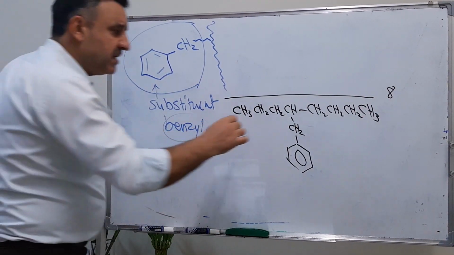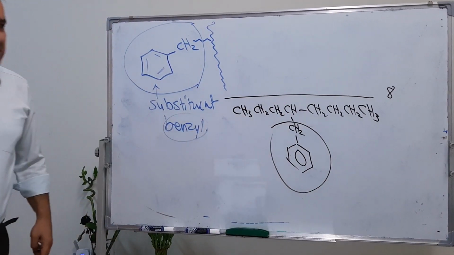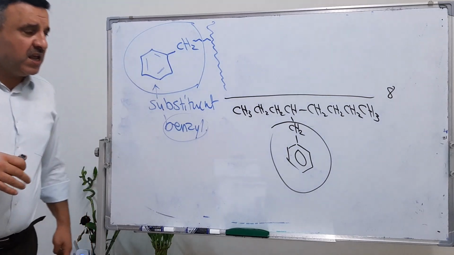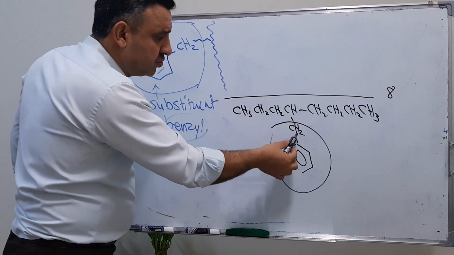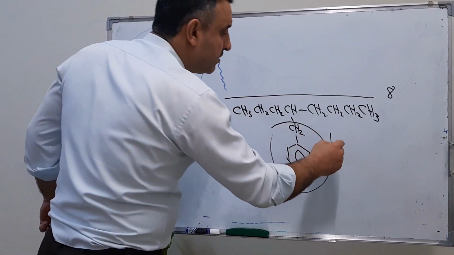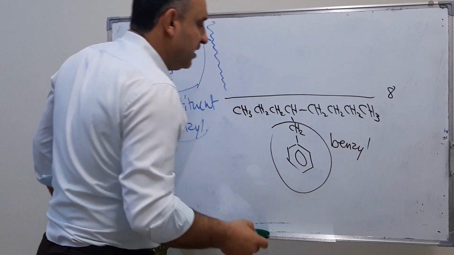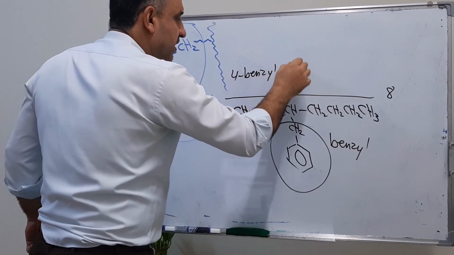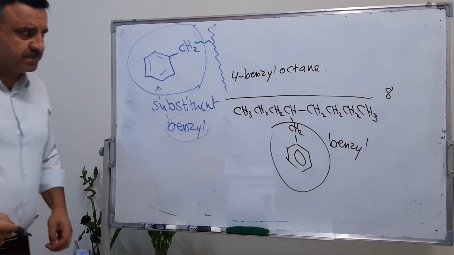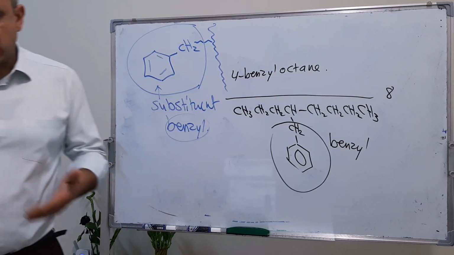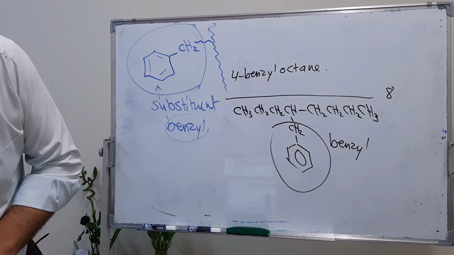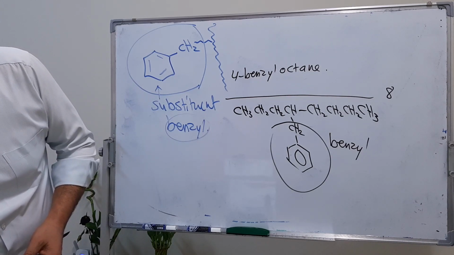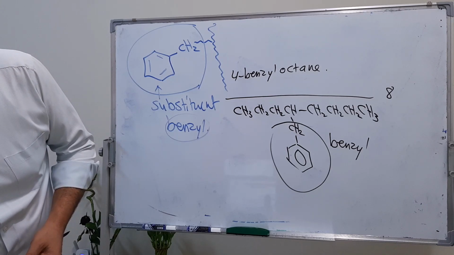What does that mean? It means all of this, you can see here, should be a substituent on the 8 carbons, or on the long chain. Now the name of this here, you can see the CH2 and the benzene together, we call it benzyl. Therefore, the correct name here will be 4-benzyl octane. That's it. Do you follow me? 4-benzyl octane in this case. We call it benzyl in this case. Clear? Is that clear, guys? Is there any question?